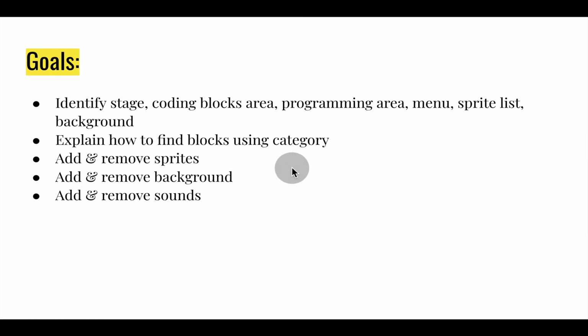Let's take a look at our goals again to see if we've accomplished everything that we wanted to accomplish. We've identified the stage. Yep. Coding blocks area, programming area, menu, sprite list, and background. And we've explained how to use the different categories to find blocks. And then we also added and removed sprites, added and removed background, and added and removed sounds.